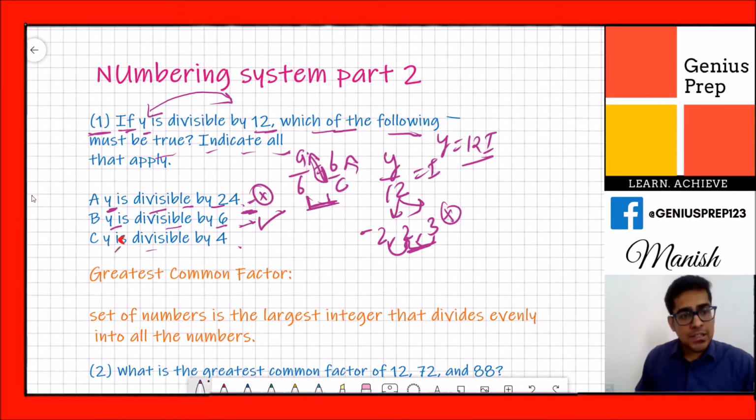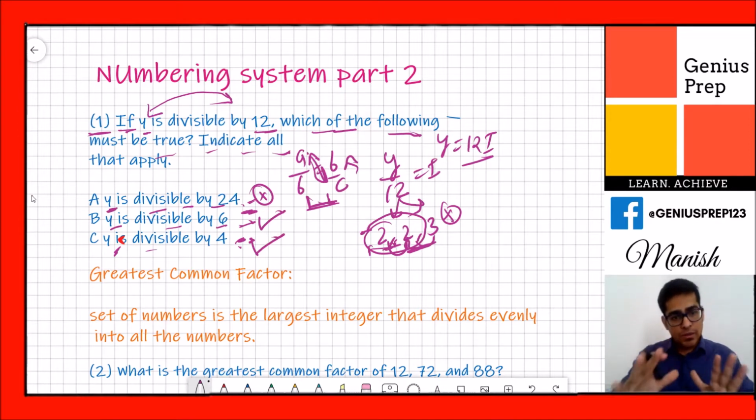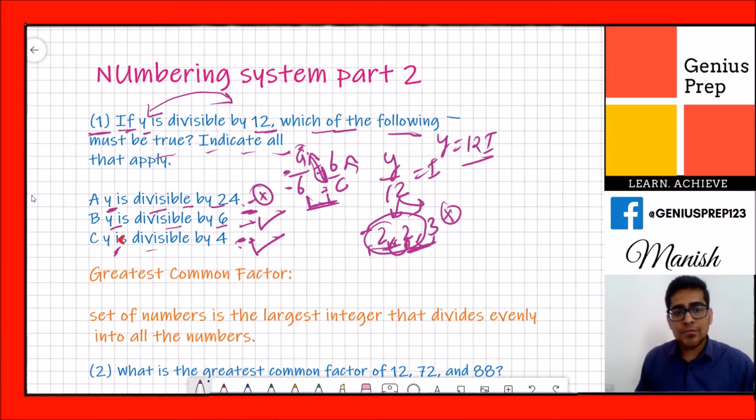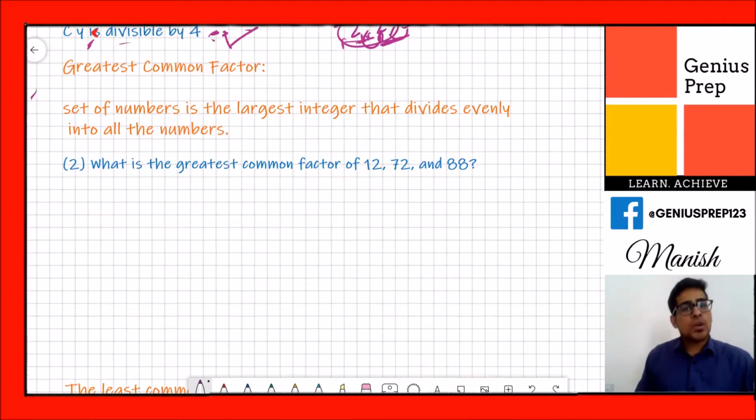Then the third option is y is divisible by 4. Are we getting 4 here? Yes, we are getting 4 here also, 2 cross 2 is 4. So that means y will be divisible by 4 also. This is a very basic question, but it uses an important concept: if b is a factor of a and c is a factor of b, then c will also be a factor of a.